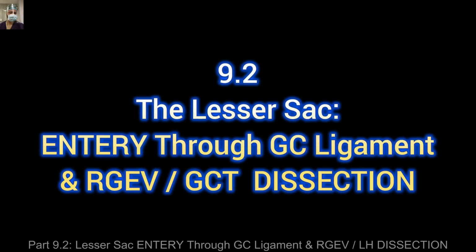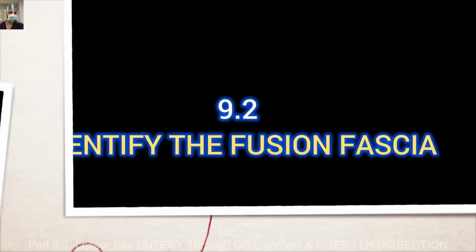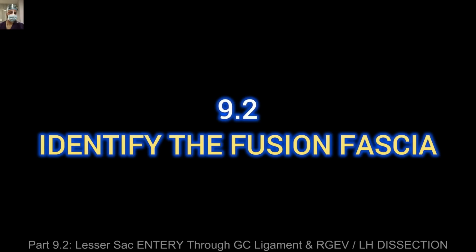This will be the second part, and in this part 9.2, we will discuss how to dissect the right gastrocolic vein, how to enter the lesser sac, and the dissection of the GCT, that is the gastrocolic trunk of Henle. And I will showcase how to identify the fusion fascia as the video progresses.